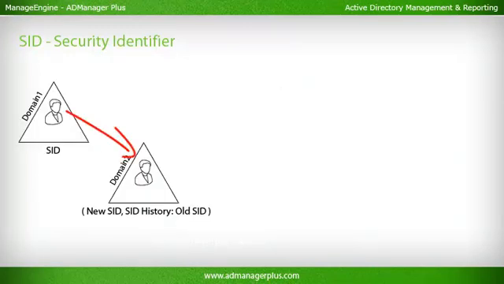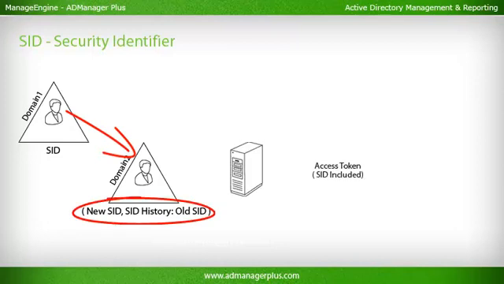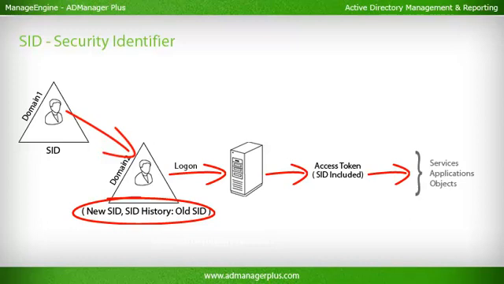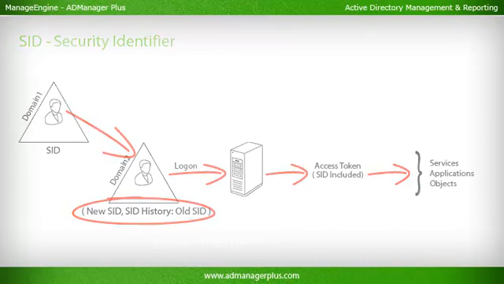Every time an object moves, it is assigned a new SID and the old SID is stored in the SID history attribute. SID is used in the access token that is given to every object during the logon process. The current SID plus the permissions in the SIDs and SID history will also be considered in allowing an object to access the network resources. If the object has been denied access to any object resource in any of the previous SIDs, the object will still be denied access to the object.